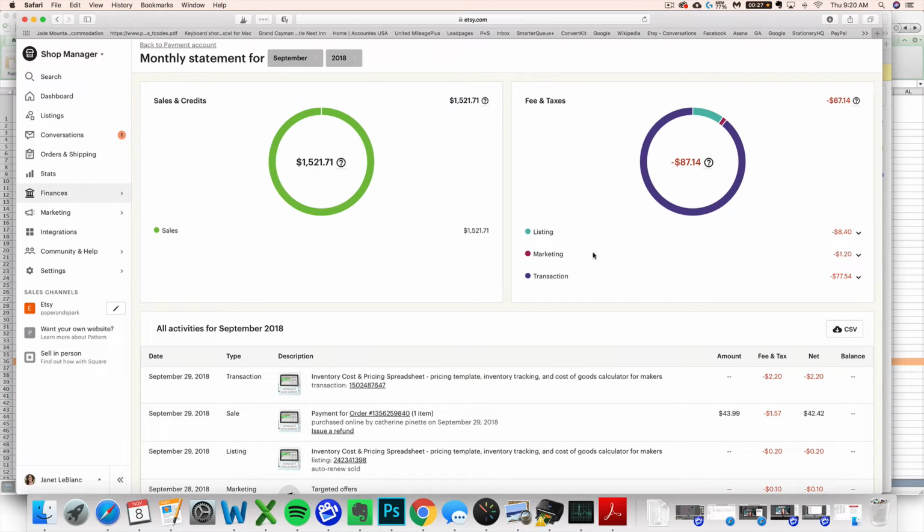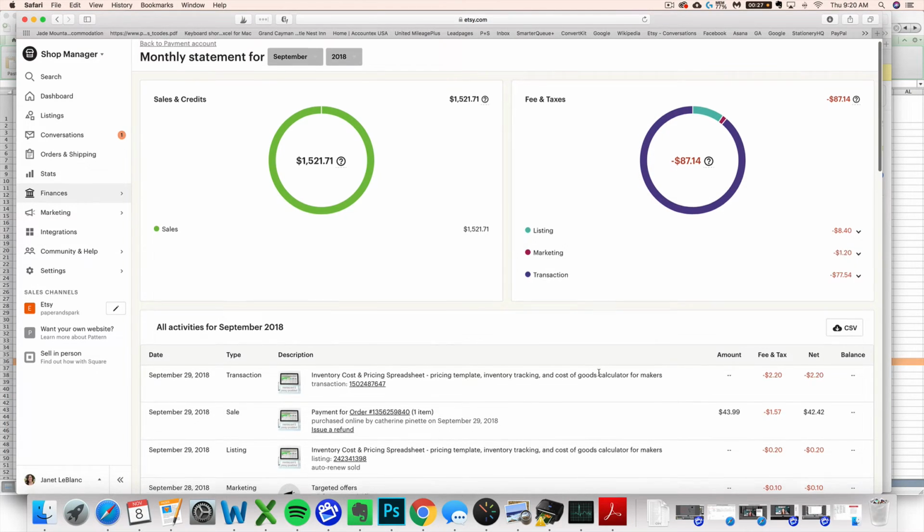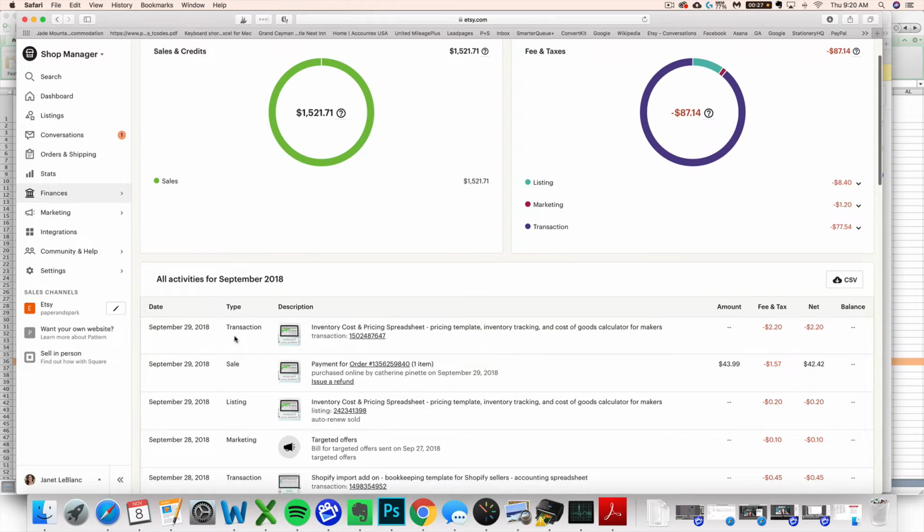So you can think of this blob right here as the amount that you used to be billed for on a monthly basis, and it's now being taken out at the time you make a sale. So if you want to break those things down into a list of like your sale transactions, you can look at the activity list down here.